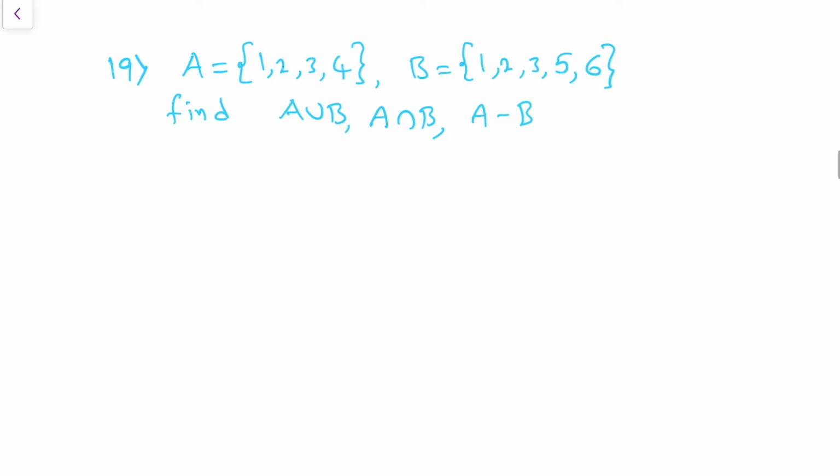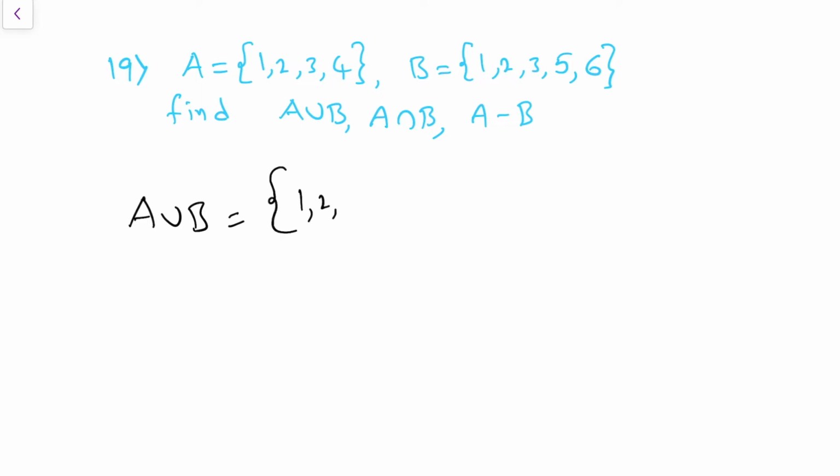Next question is, if set A is equal to {1, 2, 3, 4} and set B is equal to {1, 2, 3, 5, 6}, then find the values of A union B, A intersection B and A minus B. So let us check one by one. First I am going to do A union B. What is exactly the meaning of A union B? Union, together. Now write all the elements from the set A.